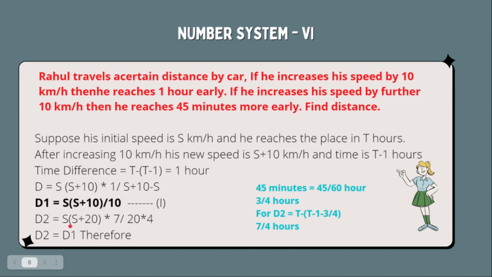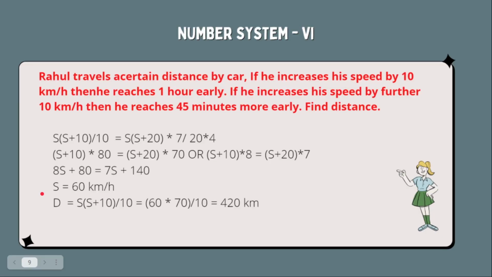And then s minus s minus 20, that will give you 20 only. And we know the distance are same for both. So d1 equal to d2. Now we will equalize both the equations. S into s plus 10 by 10 equal to s into s plus 20 into 7 by 20 into 4. Now if we solve this, we will find out 8s plus 80 equal to 7s plus 140, which means s equal to 60 km per hour.